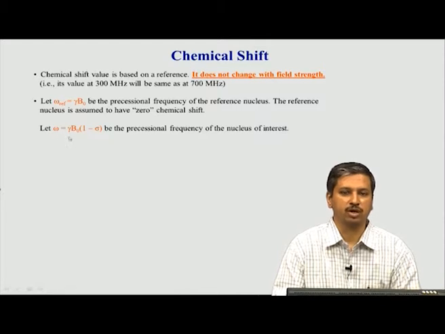Now, the molecule of interest, the molecule which we are trying to study, will have not a 0 value, it will have some chemical shift shielding factor, and that shielding factor is denoted like this. So, you have now omega equal to gamma B0 into (1 minus sigma), and this is the precessional frequency of the nucleus of our interest which we are trying to study.